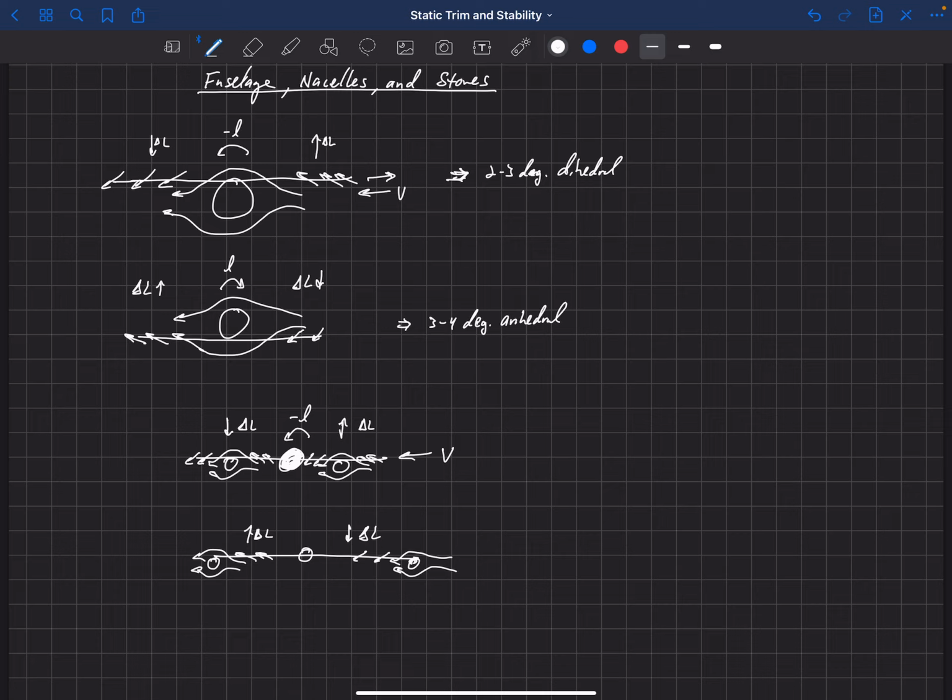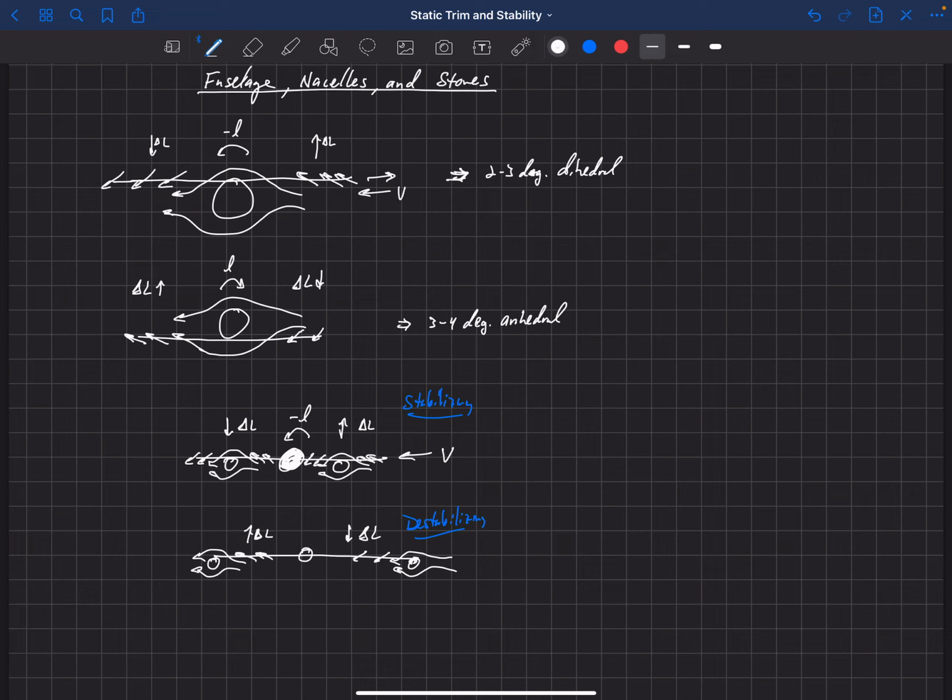So this was, let's just write this here. This is stabilizing in roll. This is a destabilizing effect, okay? So the position of those nacelles or engines actually matters. You don't necessarily want them out at the tip if you're hoping that they will give you some stabilizing effect. Now, sometimes you see aircraft that do carry stores out there, and those are destabilizing. So you can mix and match these effects here to get whatever roll stability you're looking for.